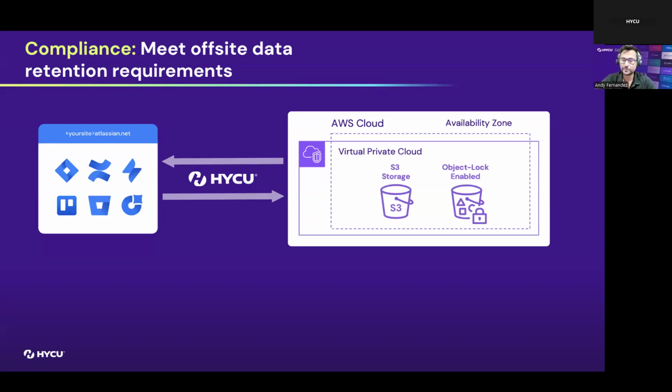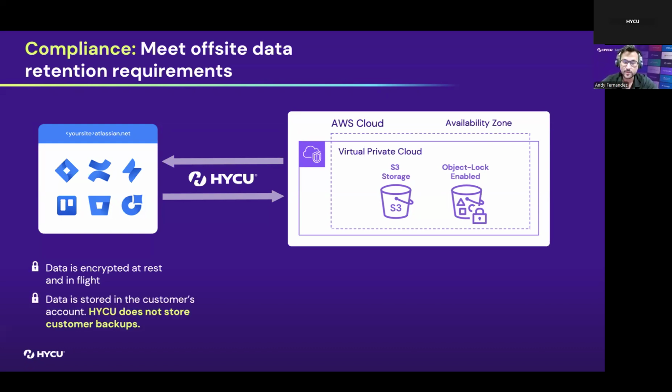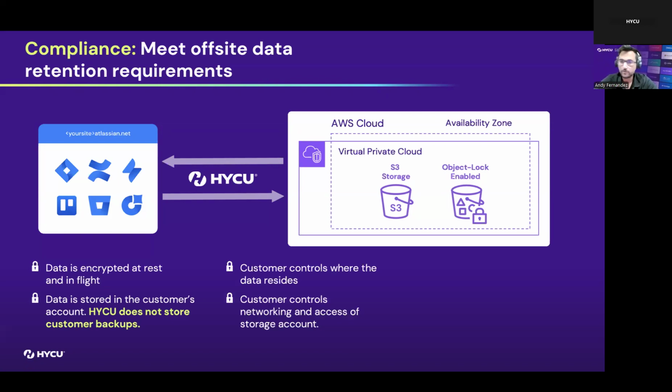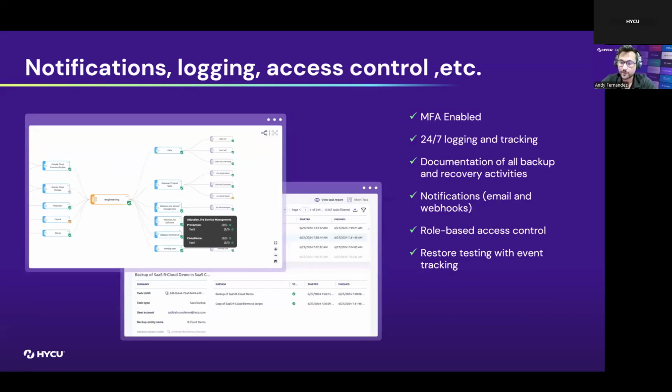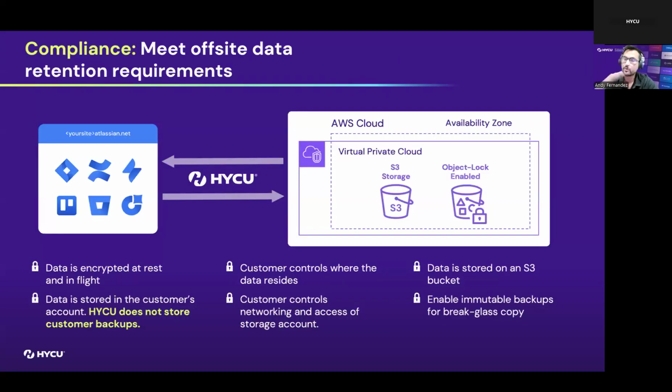And what HYCU is able to do, first of all, is you can run HYCU in your region, in your residency. The data is encrypted at rest and in flight. The data is stored in your account. HYCU does not store your backups. You control the residency. You control all of the security, networking, access management settings of this bucket. It's stored on an S3 bucket according to the storage tier of your choice. And you can enable immutable object lock copies as well. So the point here is that you always have a copy of this data that is available to you at any point in time.